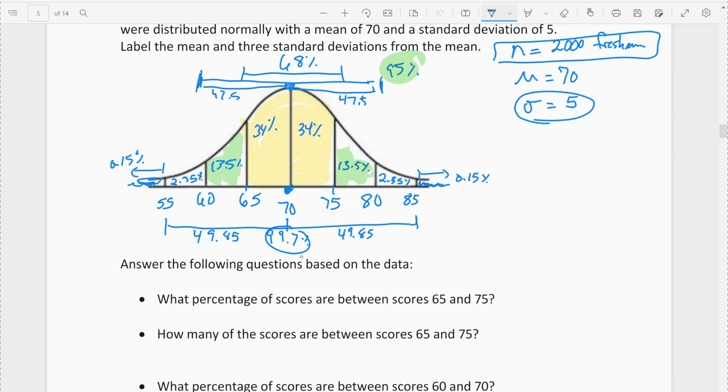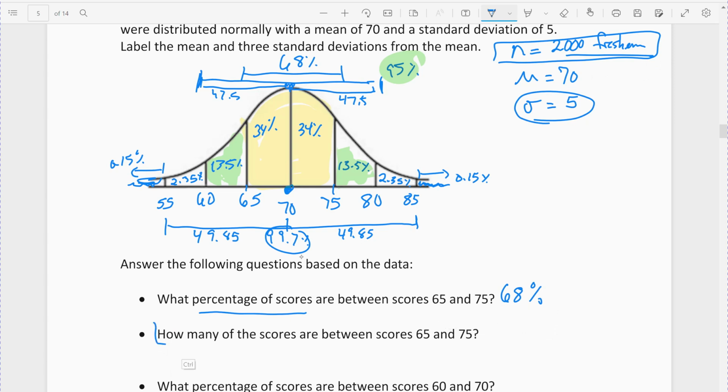So what percent of the freshmen had a score between a 65 and a 75? Well, that's our one standard deviation away. So that was 68% of the freshmen. So that's the percentage: 68% of the class, or 68% of the freshmen, had a score between 65 and 75.